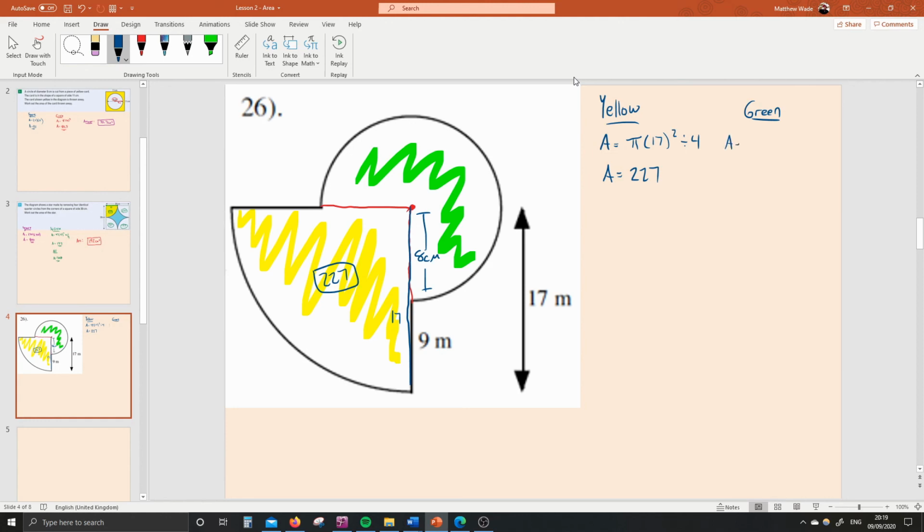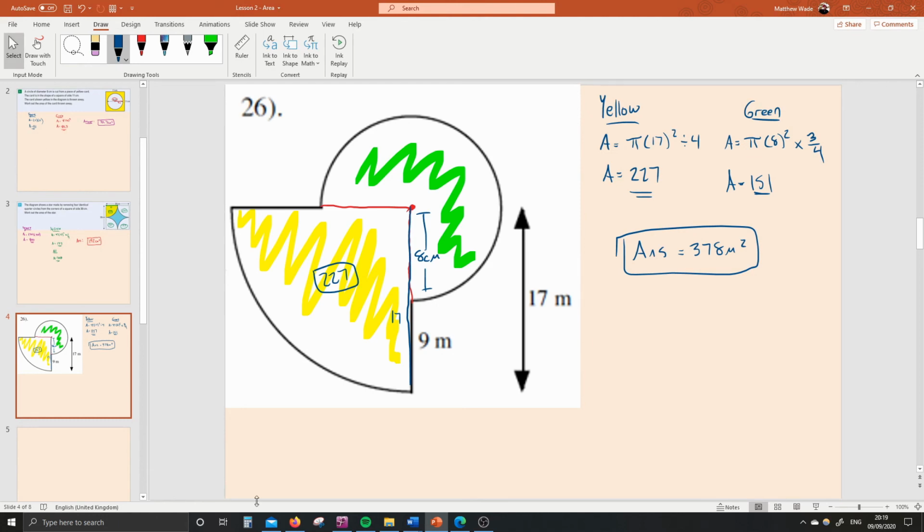So let's try it. A equals pi, and then we're going to go 8 squared. And here you go. How much of a circle is it? Well, if it's 3/4, isn't it? Times by 3/4 then. And that's how you get it. So it's going to be pi times 8 squared times 3/4, and you're going to get 151. Which means your answer this time is just going to be plus 227, 378 meters squared.